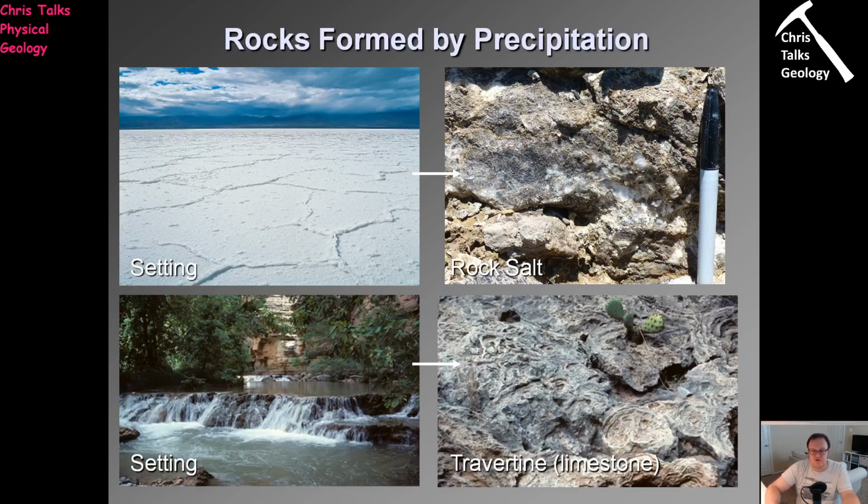And the other version is gypsum, that's calcium sulfate. Both of those are very, very common evaporite minerals. I'm not going to worry about travertine right now, I'm going to be honest, because I'm not really going to discuss it with you guys.